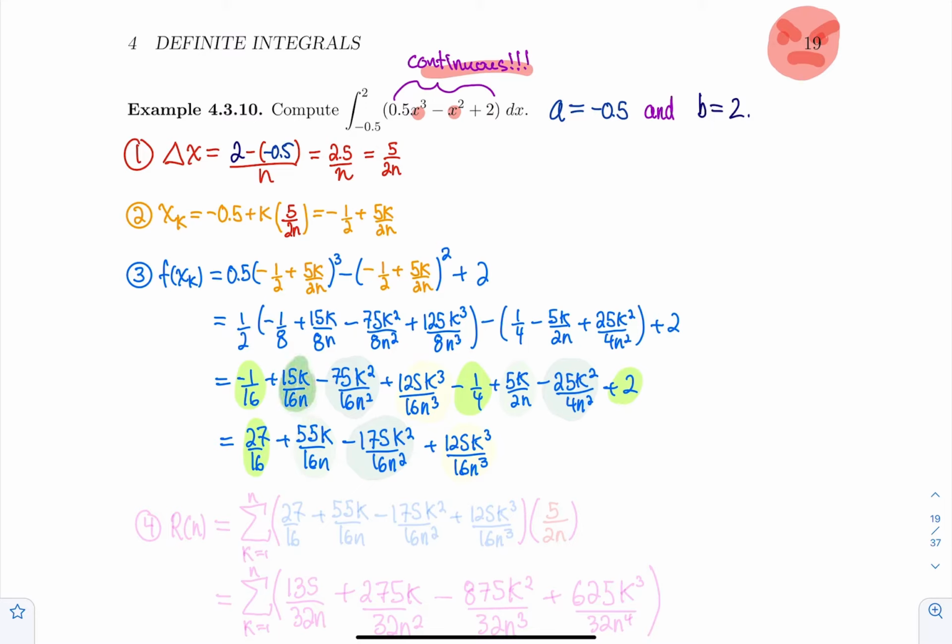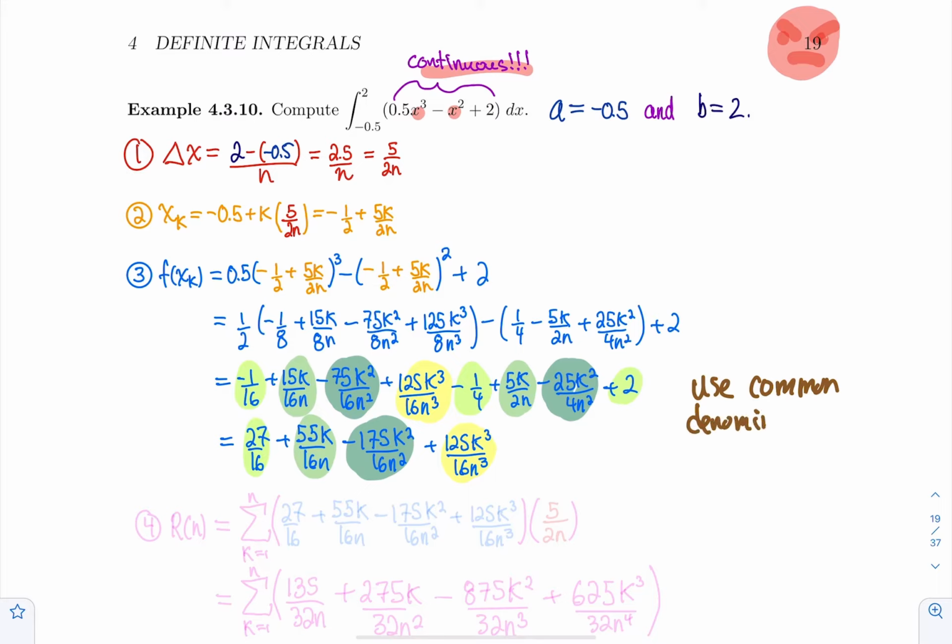Now you do the exact same thing using the terms depending on k. So 15k/16 plus 5k/16n, plus 5k/2n simplifies to 15k/16n. Now, if you do the exact same thing for the k squared terms, minus 75k²/16n² plus minus 25k²/4n², that will simplify to minus 175k²/16n². And the last term, 125k³/16n³, is just 125k³/16n³.